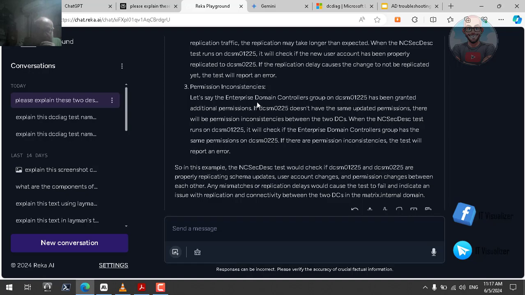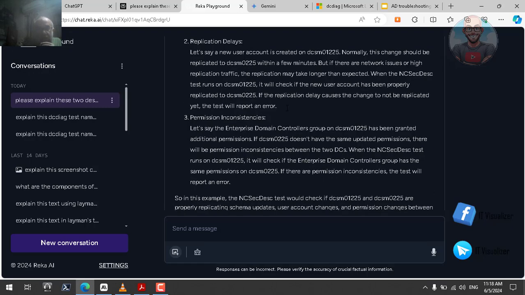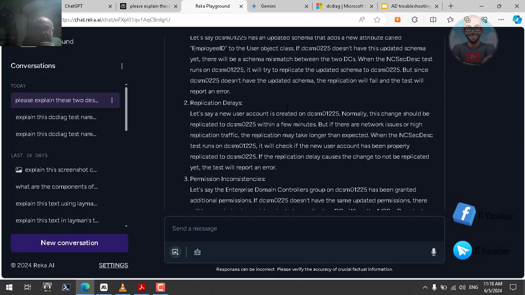Here the only good one is the permission inconsistency. Let's say enterprise domain controllers have been granted additional permissions. If one does not have the updated permissions, the permissions will be inconsistent. So this is good. The test will check that enterprise domain controllers have the same permissions on DC 0225. If the permissions are inconsistent, the test will fail. This is correct.